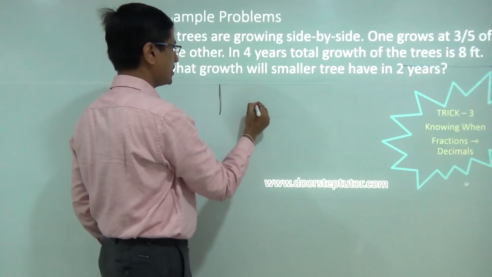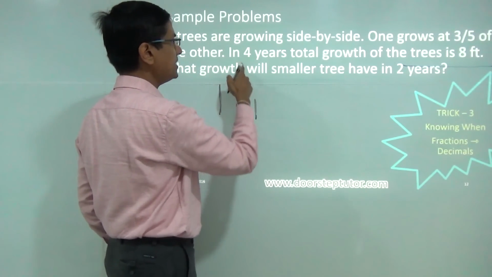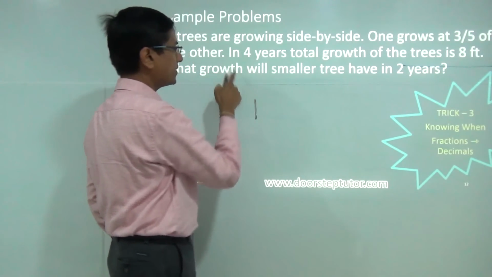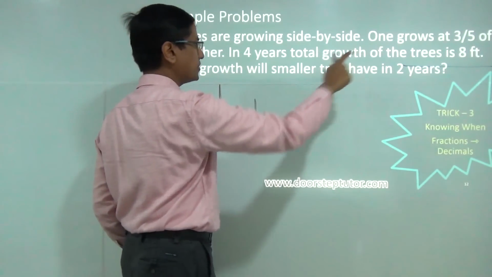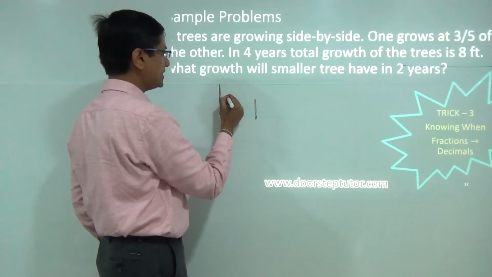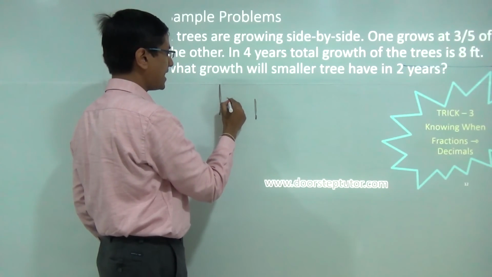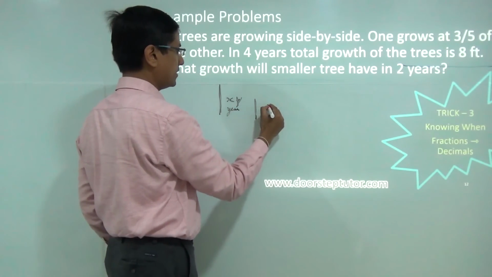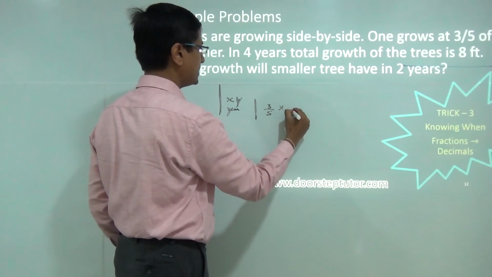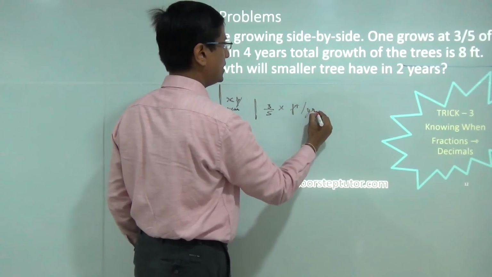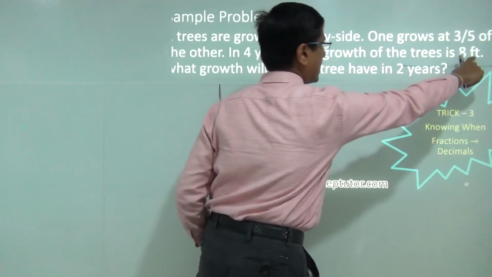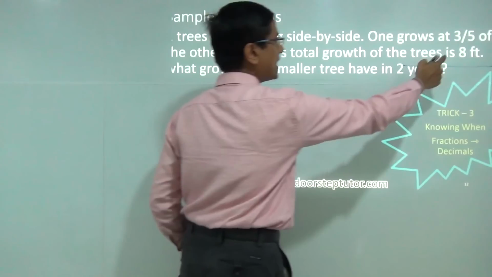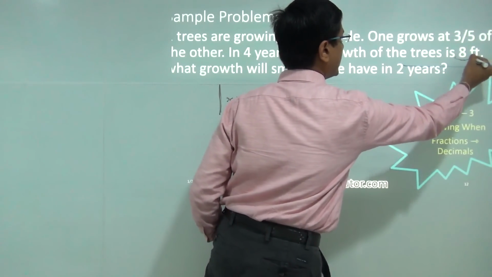There are two trees growing side by side. One of them is 3/5 of the other. That's the growth rate. One of them grows at 3/5 of the other. So let's say that this thing grows x feet per year. This would grow by 3/5 x feet per year. So I am choosing feet here because I have a unit of length here, 8 feet.